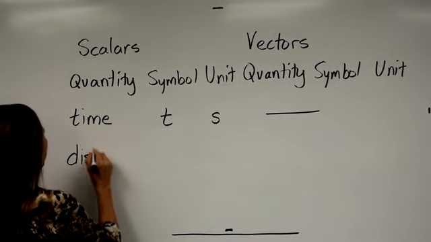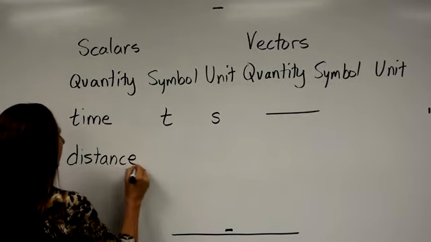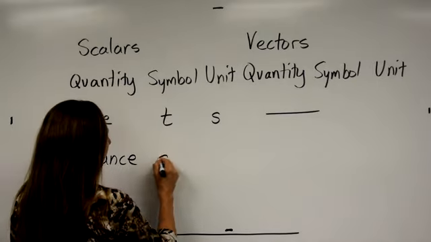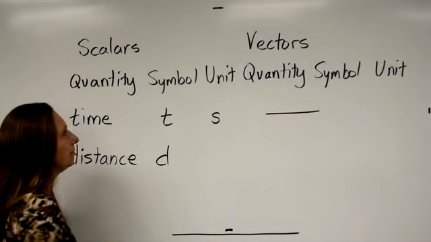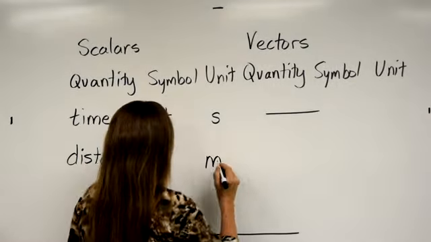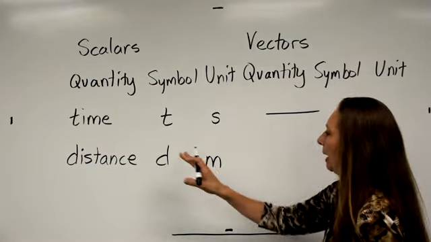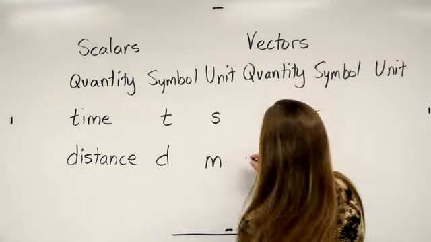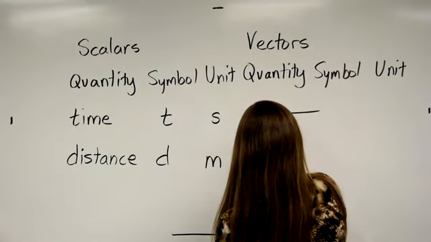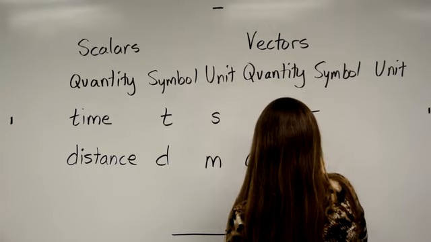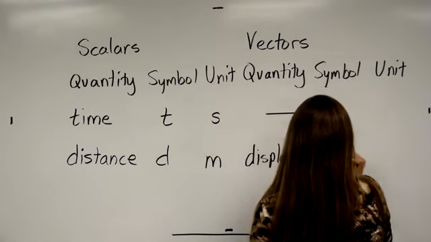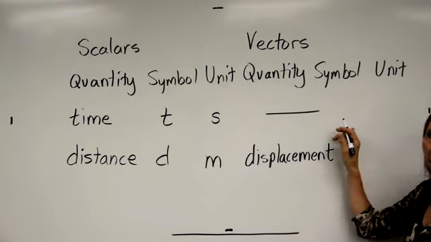So we put distance on the scalar side. The symbol for distance is lowercase d. The unit for distance is the meter. Now, there is something unusual about distance and its corresponding vector, displacement. What's unusual is that they both have the same symbol and unit.